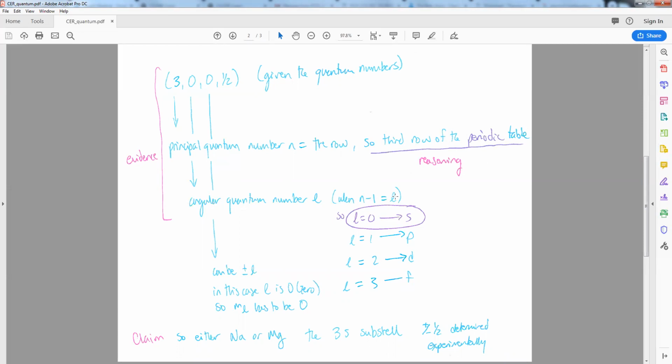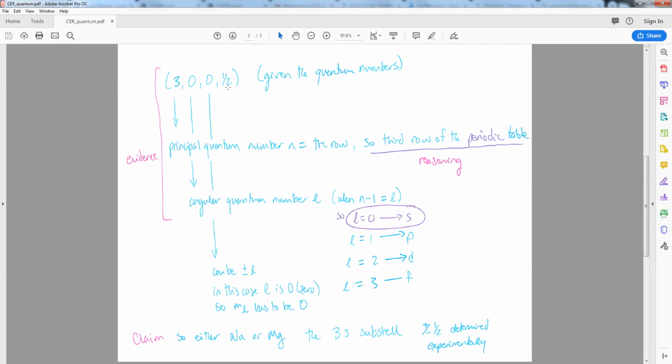The angular momentum quantum number, l, is n minus 1 at most. So l, in this case being 0, corresponds to a specific orbital, in this case, the s orbital. If you recall, l equals 0 is s, l equals 1 is p, l equals 2 is d, and l equals 3 is f. So in this case, because l is 0, that also means that m sub l has to be 0. Then, right, I'm given my spin. And in this case, I don't have a way to be able to determine whether it's plus or minus. That's something I would have to do experimentally.